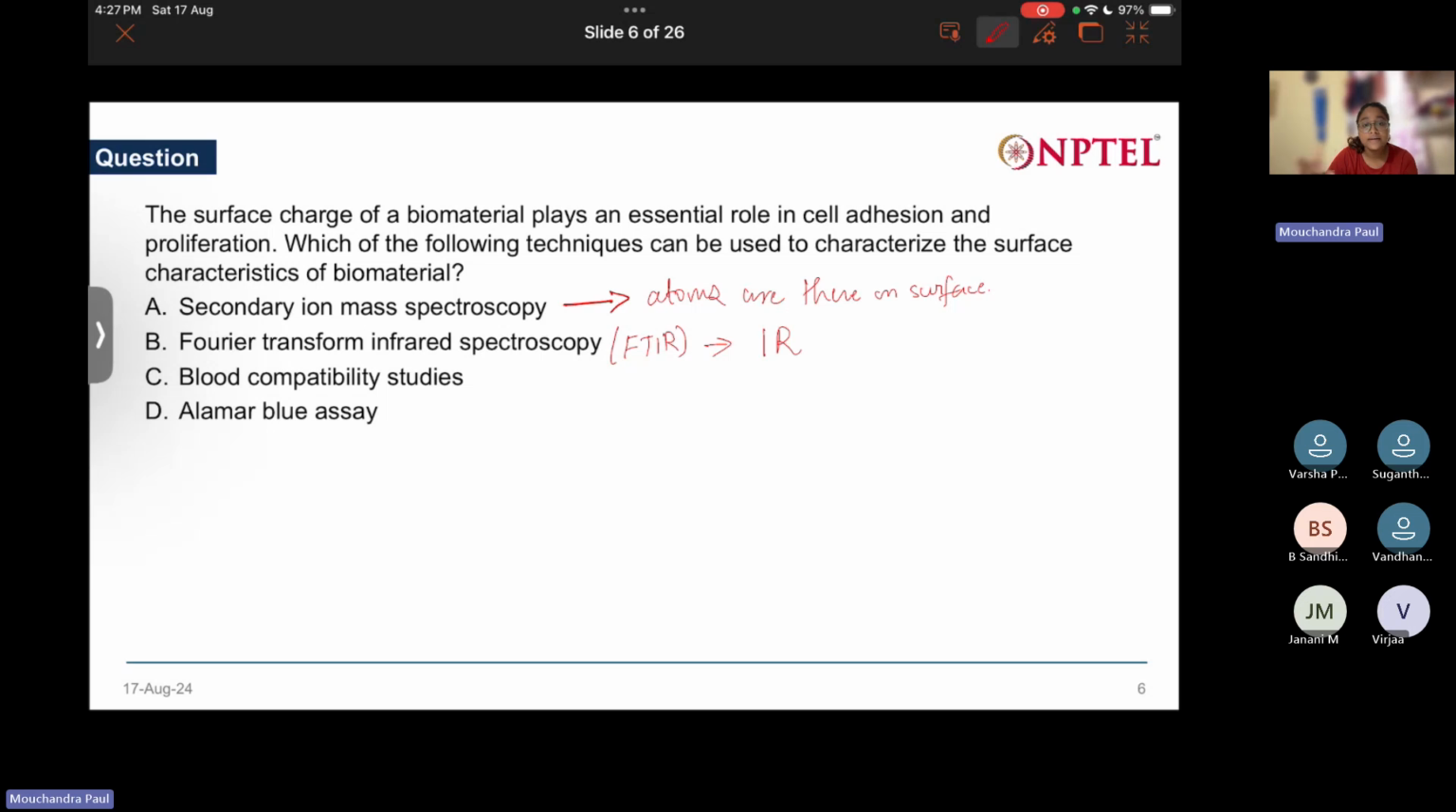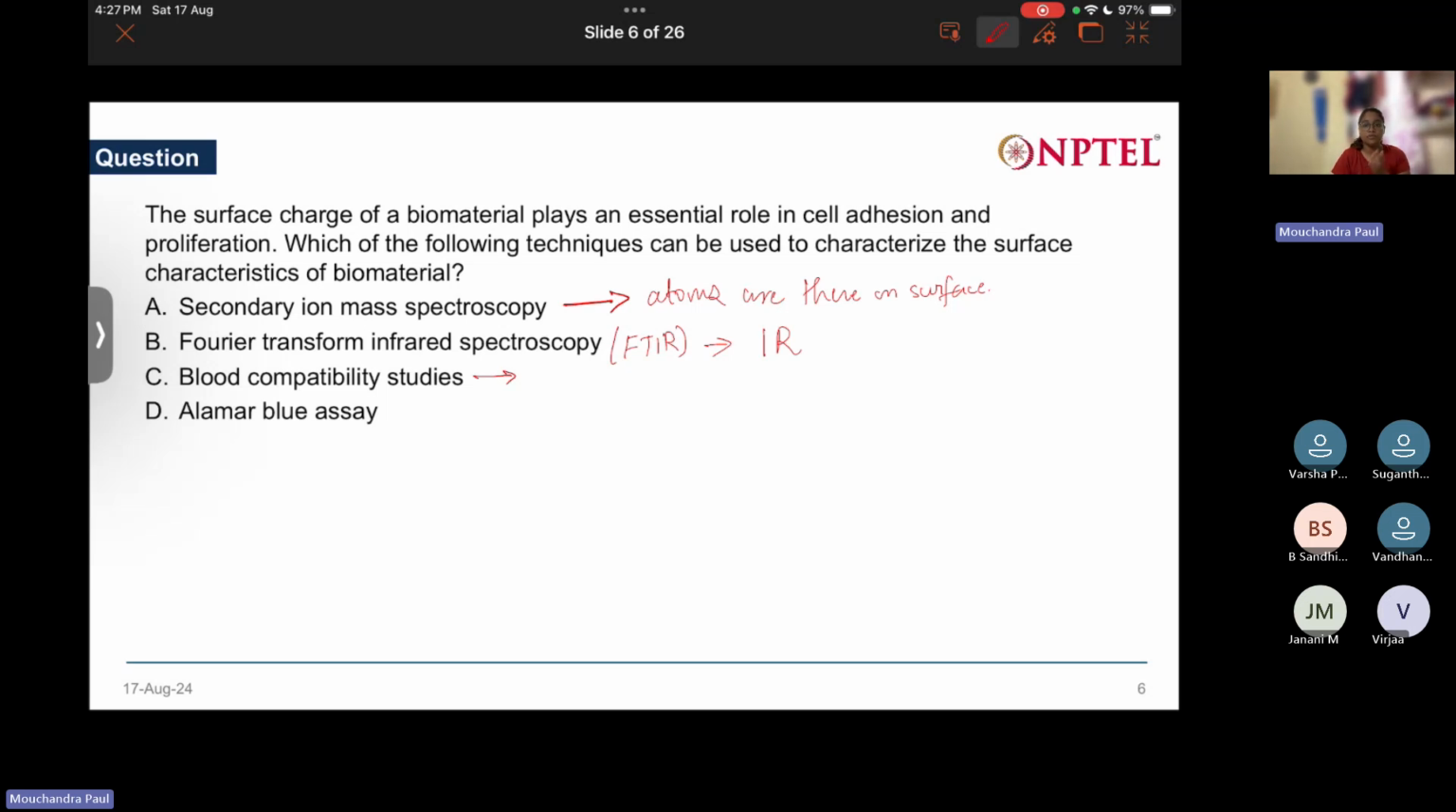Then there are blood compatibility studies. So what are these studies? These studies come under biological properties, the previous slide I showed. They help you to understand whether your material can allow the blood cells to remain healthy when the material is in contact with blood. So your material should not be toxic to blood cells. The blood cells should remain unharmed in the presence of your material, right?